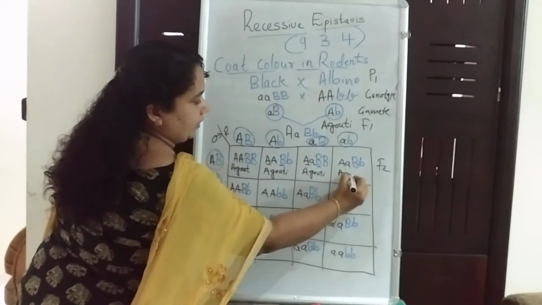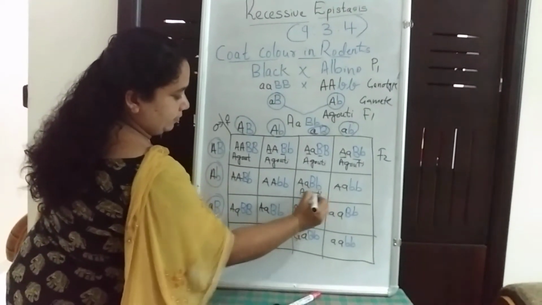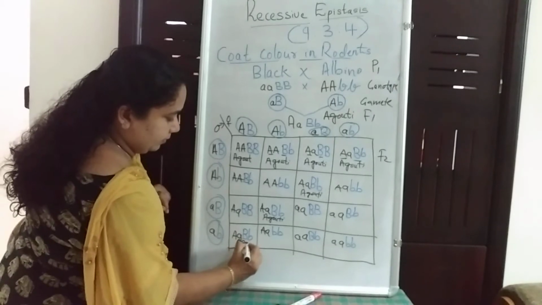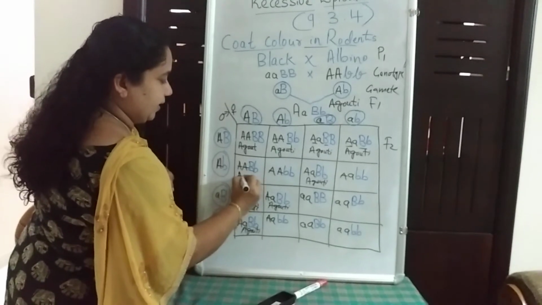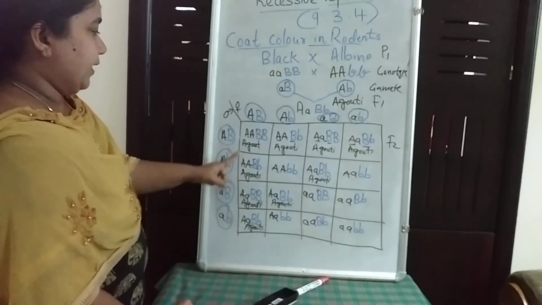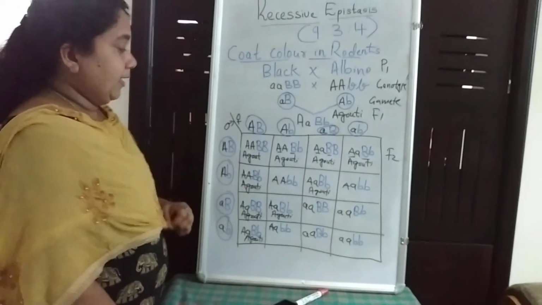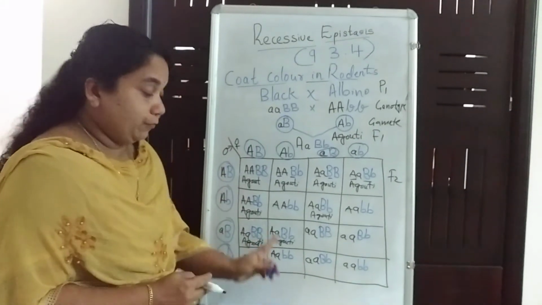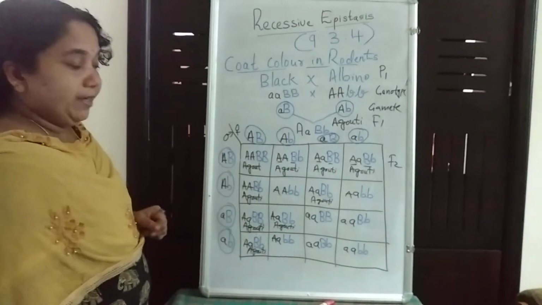Here agouti, capital A, capital B, here agouti, agouti. Here again agouti. You look at the pattern I am writing. This way you can make it easier. Agouti. How many agouti will be there? 1, 2, 3, 4, 5, 6, 7, 8, 9. Nine agouti. And what is the genotype of this progeny? There will be capital A, but there is small b.